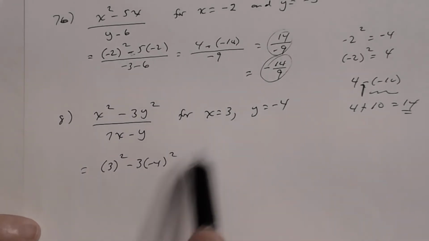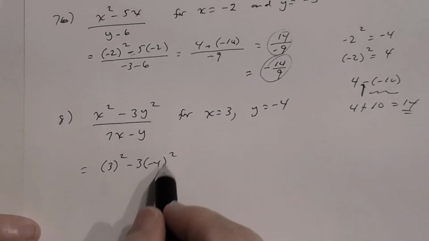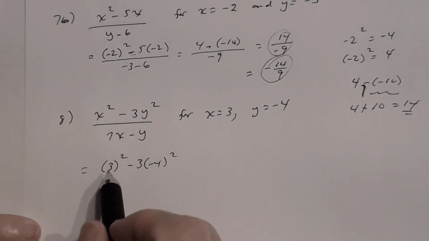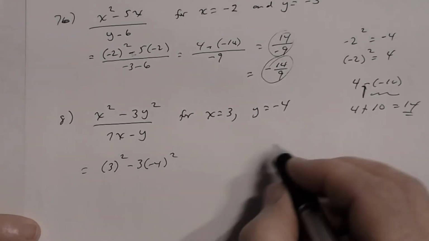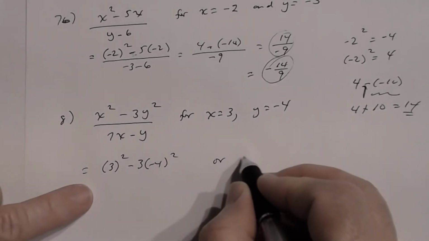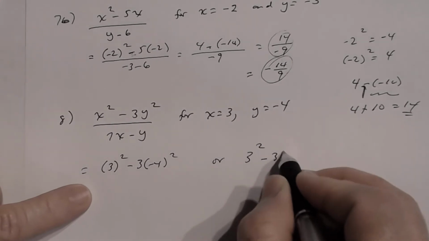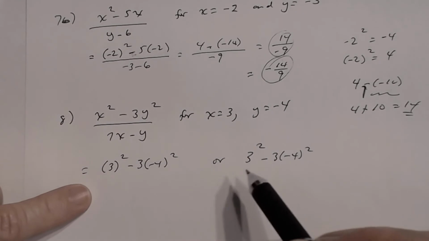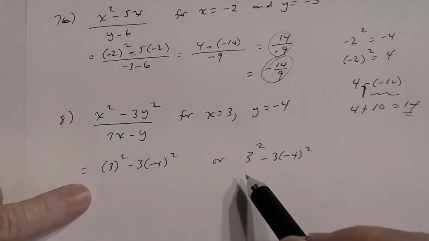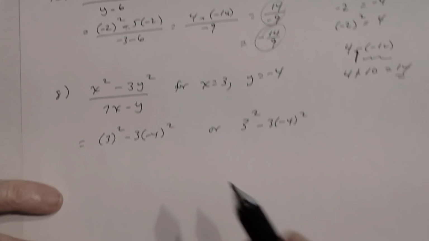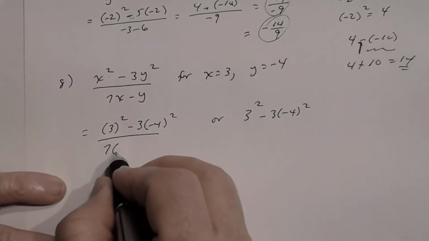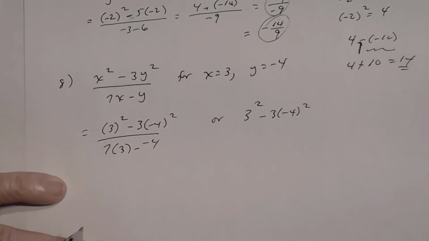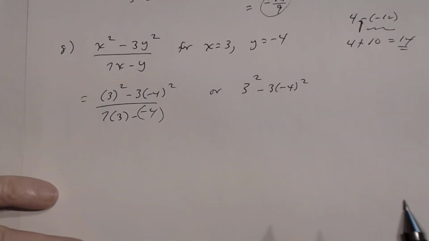It is necessary that you put negative 4 in parentheses because you are squaring it. It was not necessary to put the 3 in parentheses. In other words, you could have written this as 3 squared minus 3 times negative 4 squared. It does not matter. But if 3 was negative, that parentheses is needed. Divided by 7 times x, which is 3, minus y, which is a negative 4, and I'm going to put that in parentheses.